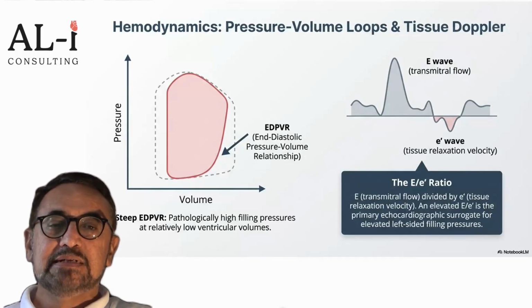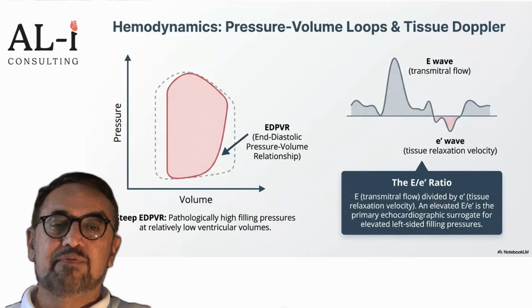The biology can be measured in hemodynamics. In HFpEF, the end-diastolic pressure-volume relationship, or EDPVR, shifts upwards and becomes steeper. That means filling pressure becomes pathologically high at relatively low ventricular volumes. So the patient may not look dramatically volume overloaded, yet left-sided pressures are already abnormal.